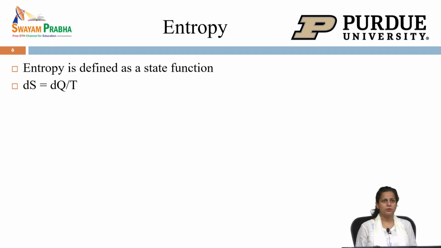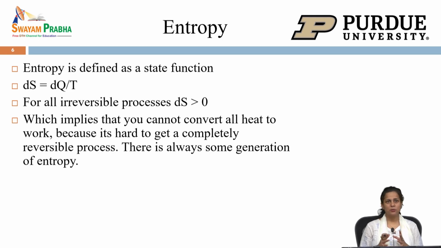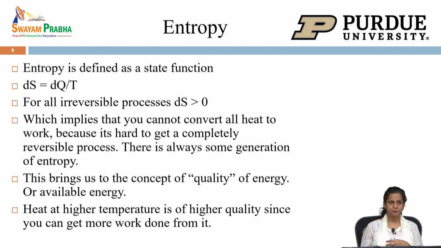Next, what is entropy? Entropy is defined as another state function. It is given as dS = dQ/T, where dQ is the heat transfer and T is the temperature at which the heat is being transferred. For all irreversible processes, dS is greater than 0. What that means is that if you have any process that takes in heat to create a product, there will always be some losses. Some processes may be more efficient at utilizing the heat, and some less, because dS is always greater than 0, which implies that you cannot convert all heat to work. It is hard to get a completely reversible process, and there is always some generation of entropy in that process.